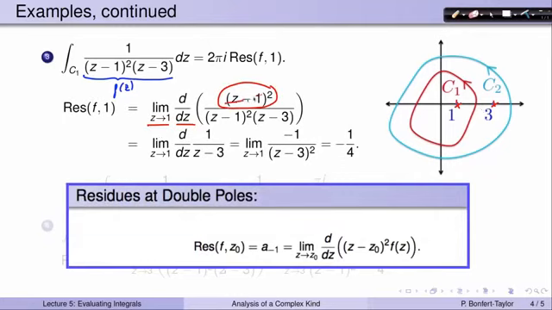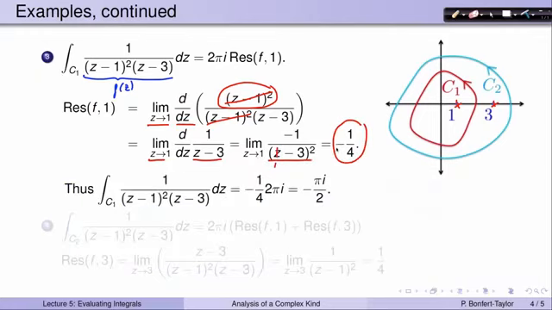Conveniently, we notice that (z minus 1) squared in the numerator and (z minus 1) squared in the denominator cancel out, so we're left with having to find the derivative of 1 over z minus 3, and then the limit as z approaches 1. The derivative of 1 over z minus 3 is negative 1 over (z minus 3) squared. When we take the limit as z approaches 1, we simply replace z with 1. 1 minus 3 equals negative 2. We square that, we get 4. So the residue is equal to negative 1/4. Therefore, the integral of my function over the curve c1 is 2 pi i times negative 1/4, and that evaluates to negative pi i over 2.